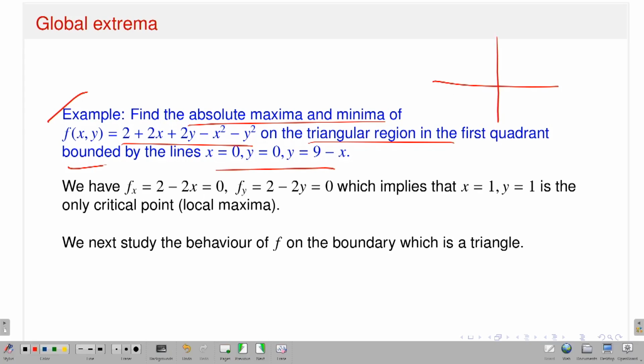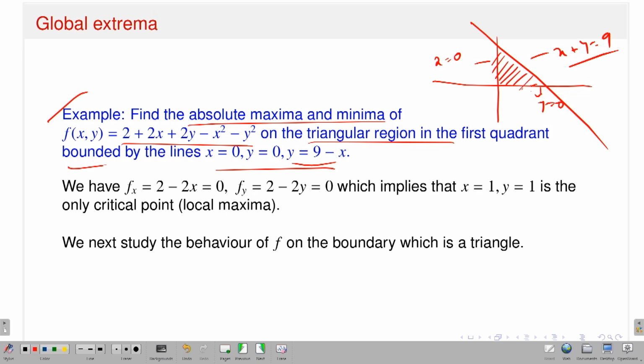So if I have this, x equal to 0 is the y axis, y equal to 0 is the x axis, and then x plus y equal to 9, so we will have this line. This is x plus y equal to 9. So I want the existence of some extremum points in this region.